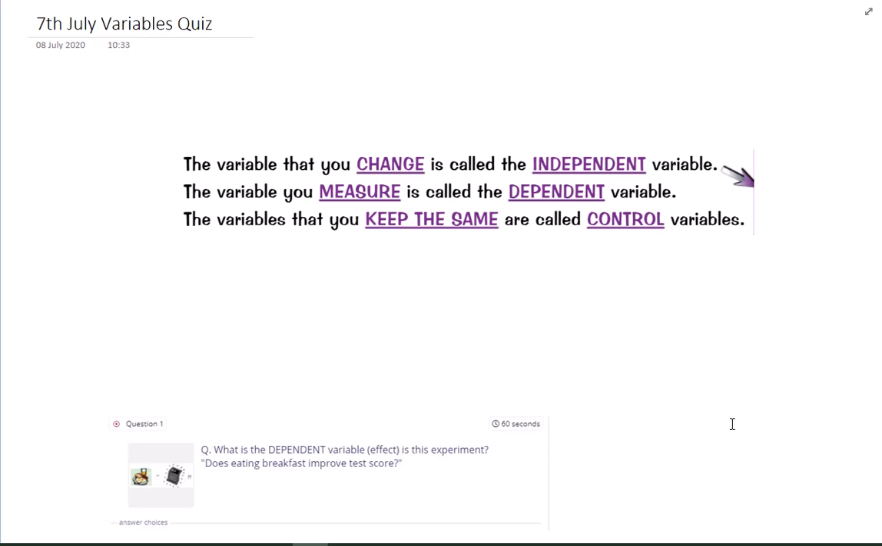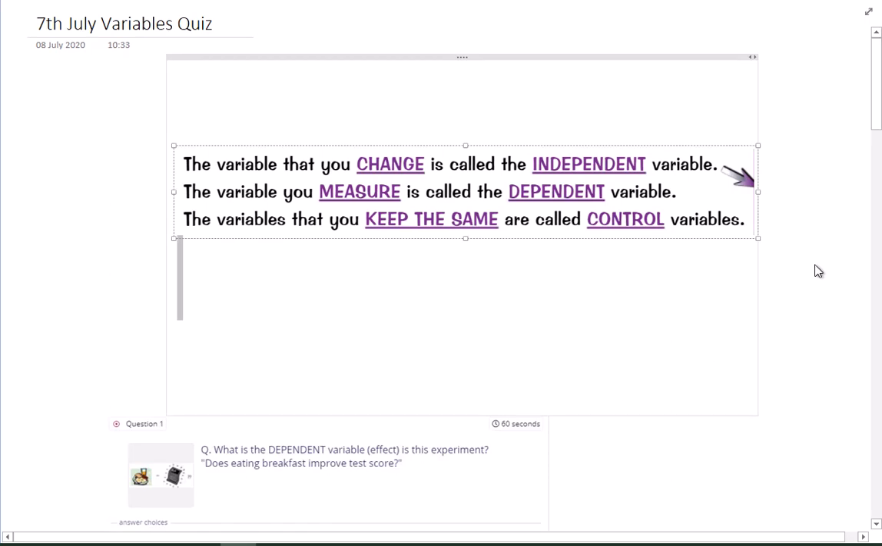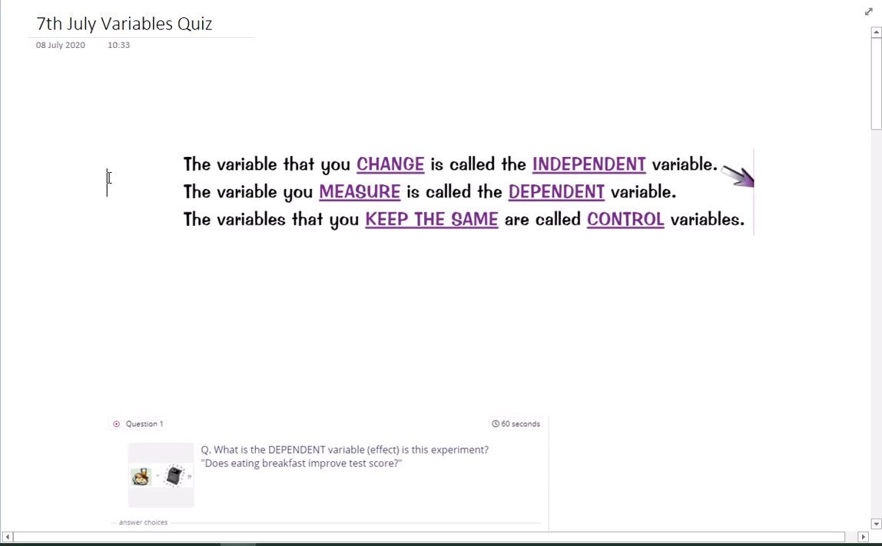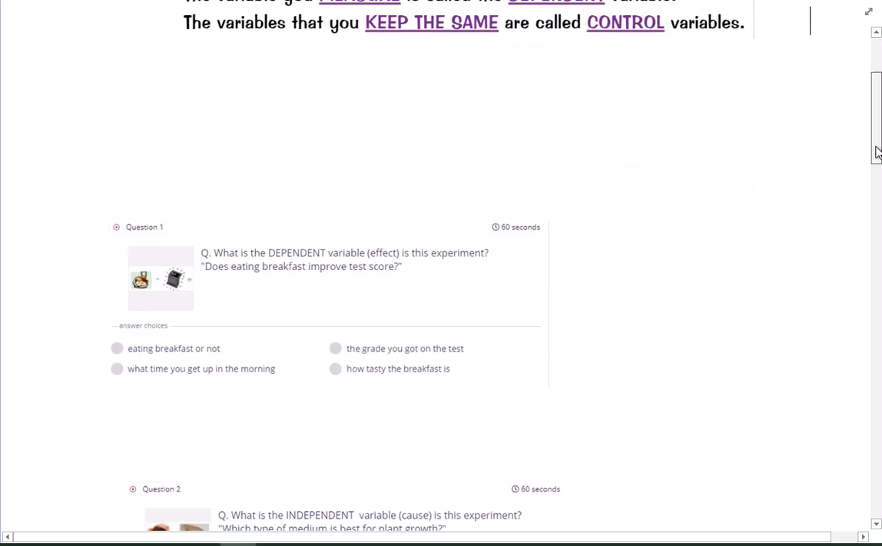This is just a short video to help you out with the variables quiz. To begin with, just a little reminder about what the variables actually are. The one that you change is the independent variable, the one that you measure is the dependent variable, and the one that you keep the same, those are the control variables. Okay, so to the first question.